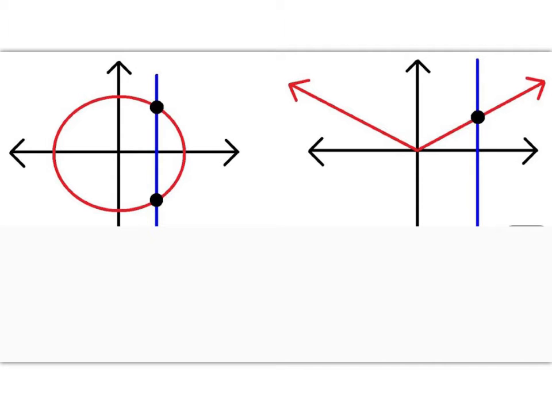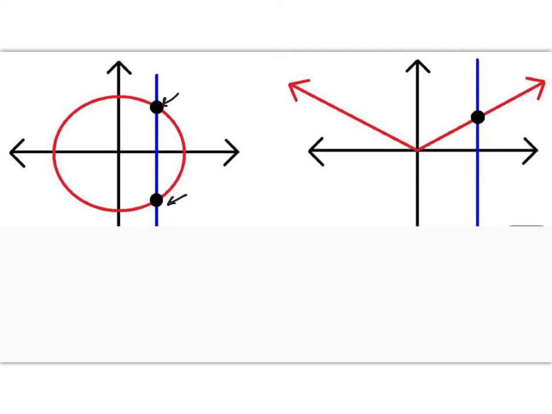Okay, so the blue line is the vertical line test. If you have a graph and you drop a vertical line and it intersects in more than one spot, it is not a function. So a circle, by definition, is not a function, even though the formula for a circle is given by an equation. And we'll study that when we get to geometry.